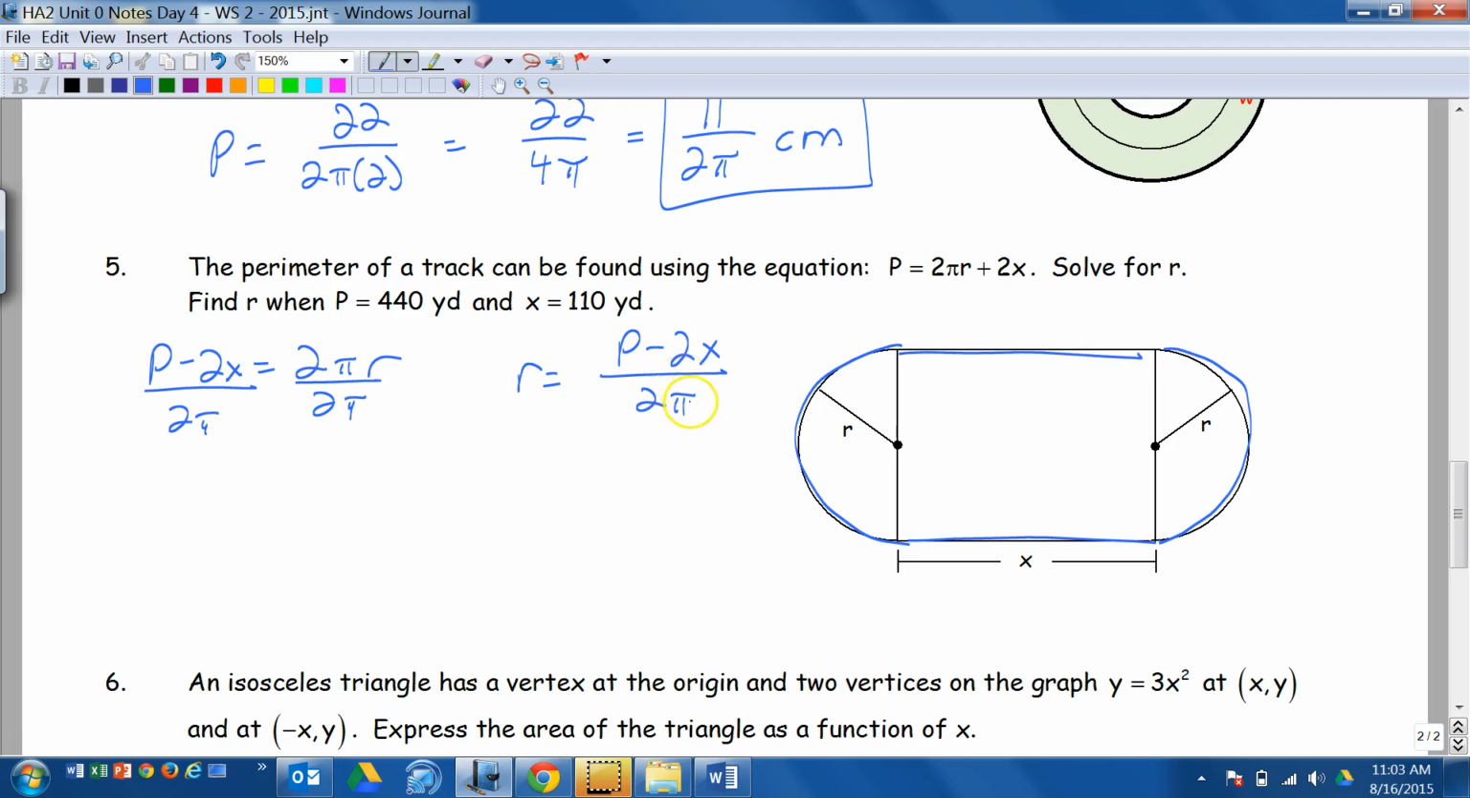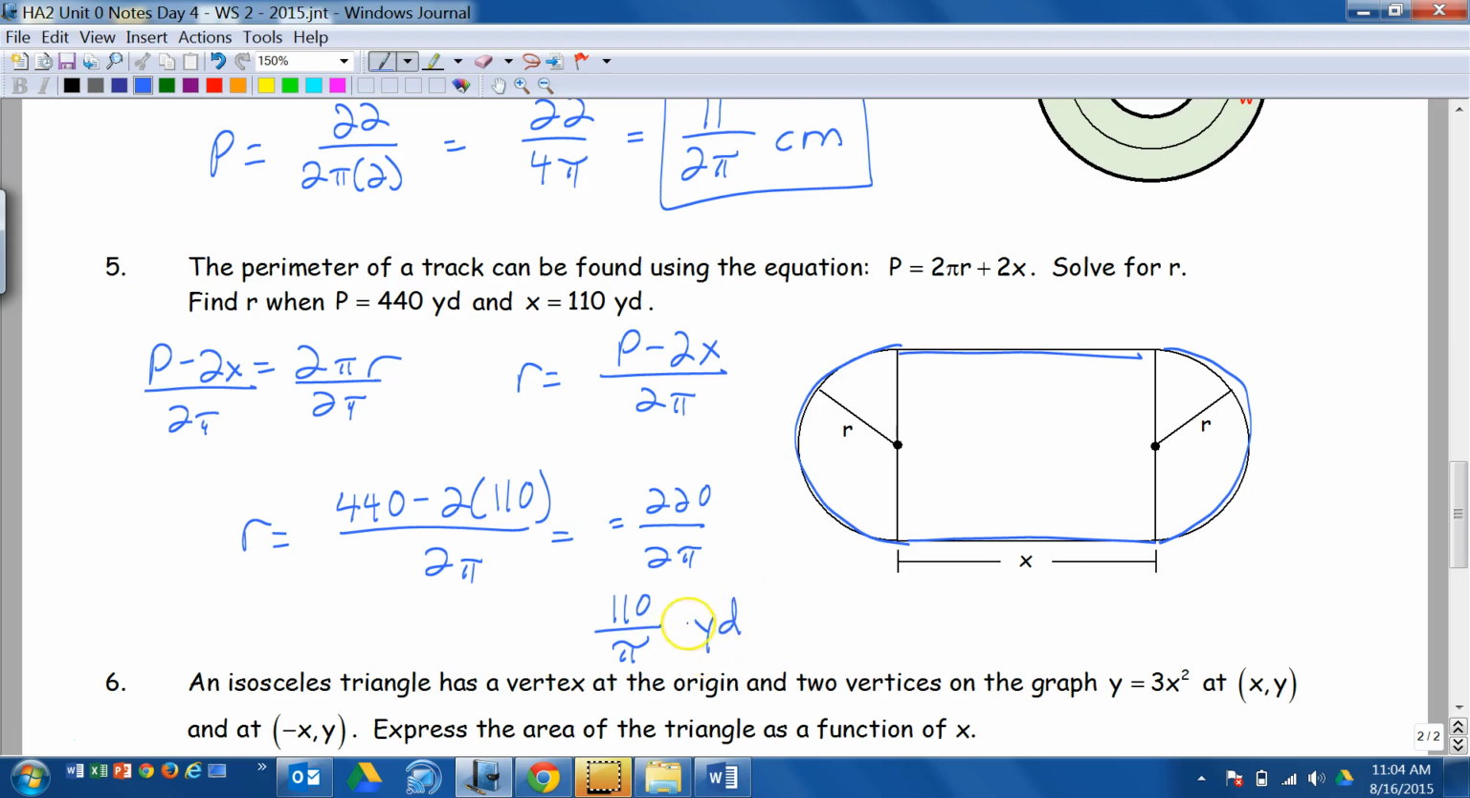So it says solve for r and then find r when p is 440 and x is 110. So r is equal to 440 minus 2 times 110 all over 2 pi. 440 minus 220 is 220. And so we get 220 over 2 pi. And that gives us 110 over pi. And the units for a radius would be yards.